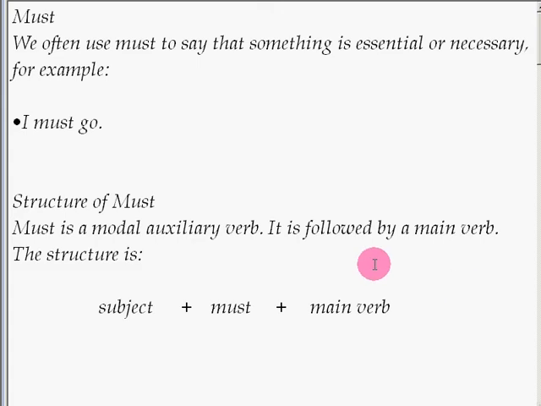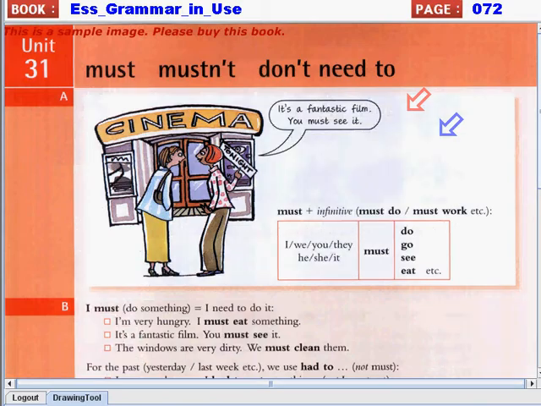So how do we make a sentence using the word must? Structure of must. Must is a modal auxiliary verb. It is followed by a main verb. Here is the structure. First the subject, next the word must, and then the main verb. Again, subject, must, and then the main verb. So, let's have some examples here. As you can see in this box, first we have our subjects. You can see the pronouns here. Next, the word must, and then our main verb.